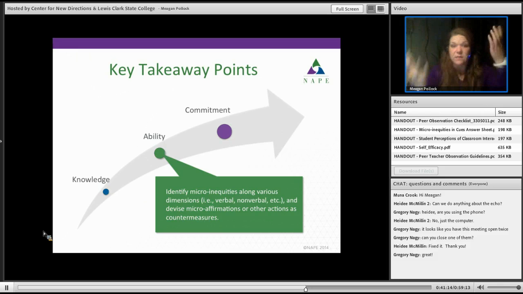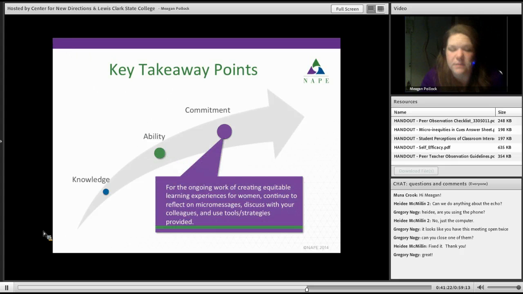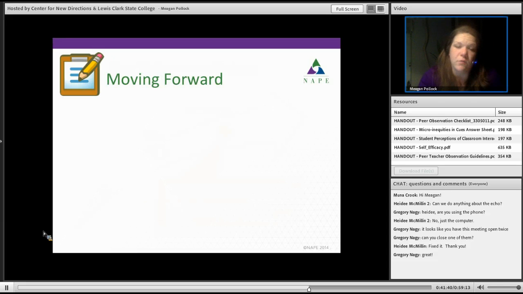So again, think of the scale, right? What are you going to do that's going to help build up the positive side so when these negative things do happen unintentionally, they've got the positive things to stand on. And then finally, this is work, right? It takes time to think about this, to process this. And we encourage you to continue to reflect on these messages, discuss them with your colleagues, and use the tools and strategies provided to begin to think about and transform your practice.